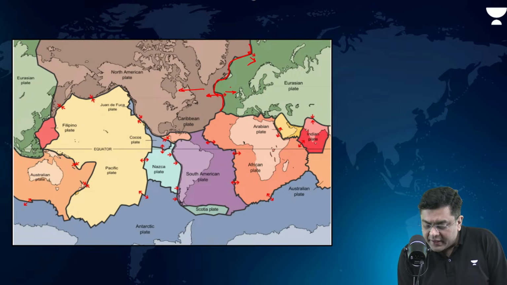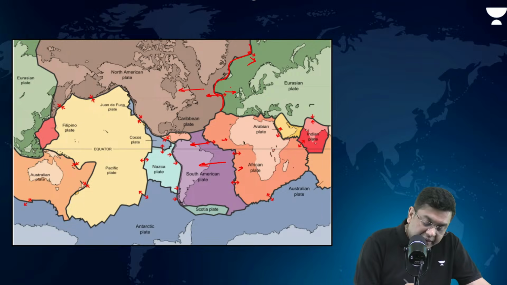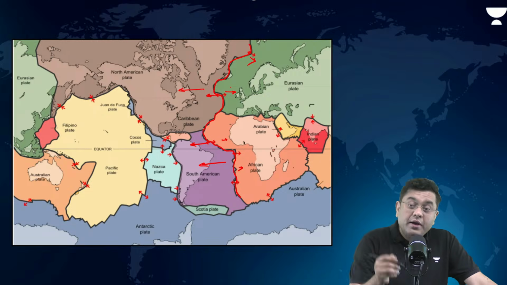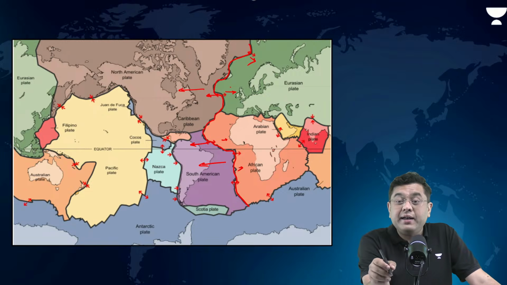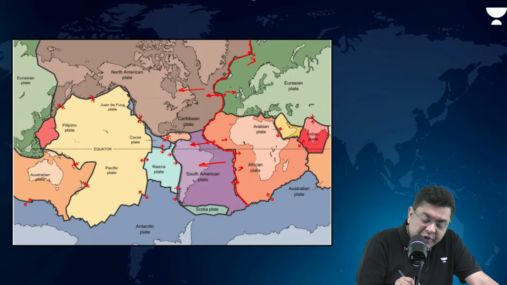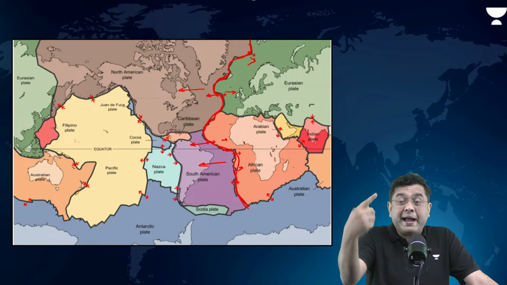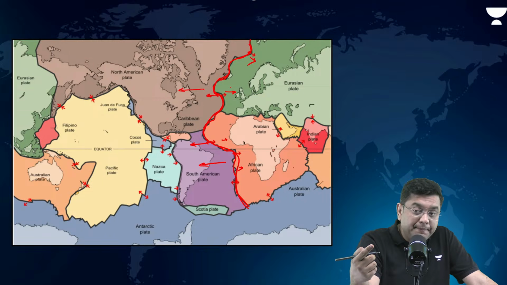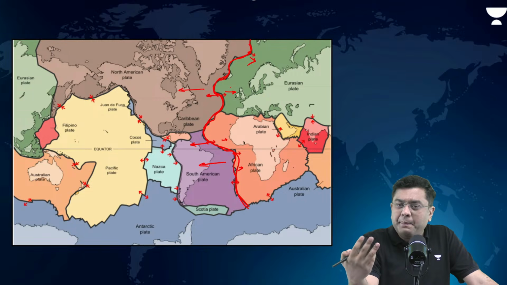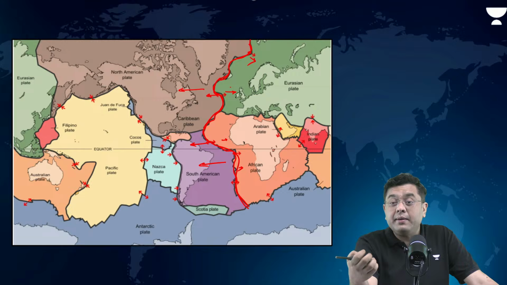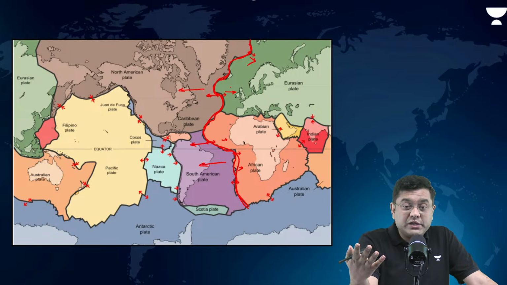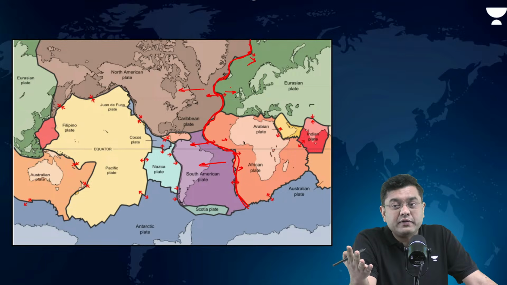South America is moving in this direction, Africa slightly in this direction. That is why, across this entire region, volcanic eruptions occur, leading to the formation of the newer sea floor. This is the reason why the Atlantic Ocean is going to expand with the passage of time. As years pass by, the Atlantic Ocean will get more and more larger. It was not always the case.